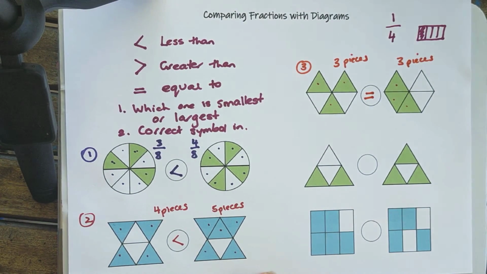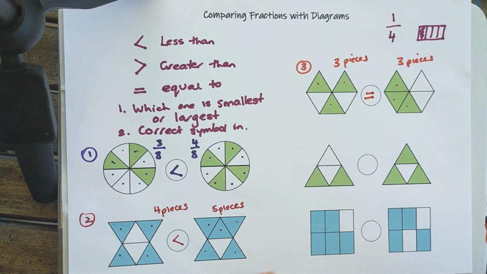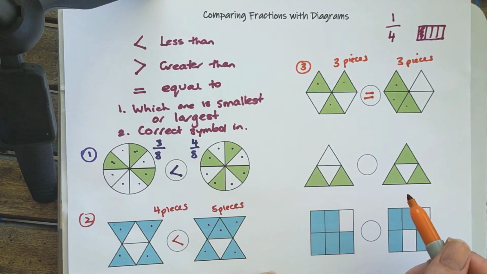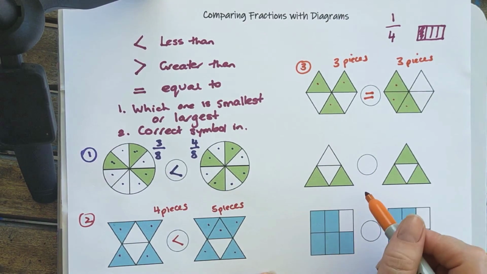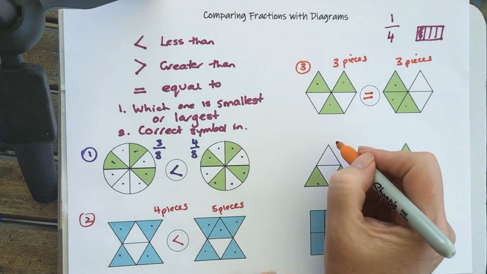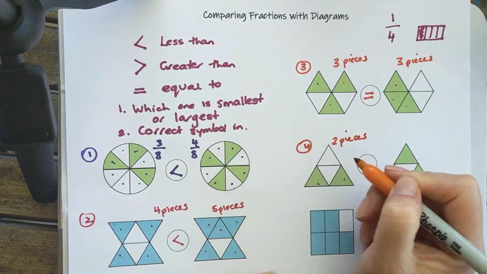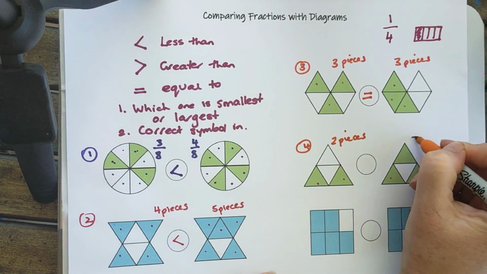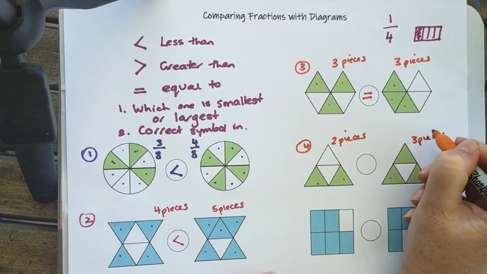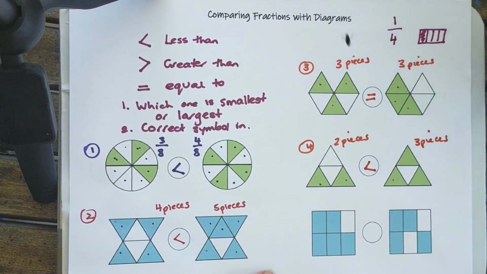So hopefully by now you've started to get the hang of this. We're looking at the diagram and we're seeing which one is bigger compared to the other, and we're putting our correct symbol in. 1, 2. 2 pieces here. 1, 2, 3 pieces here. So 2 is less than 3.